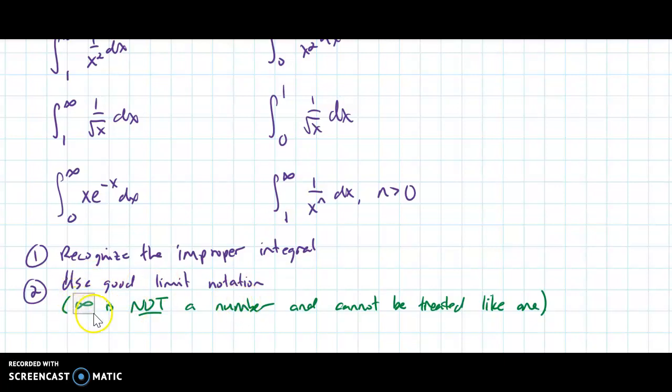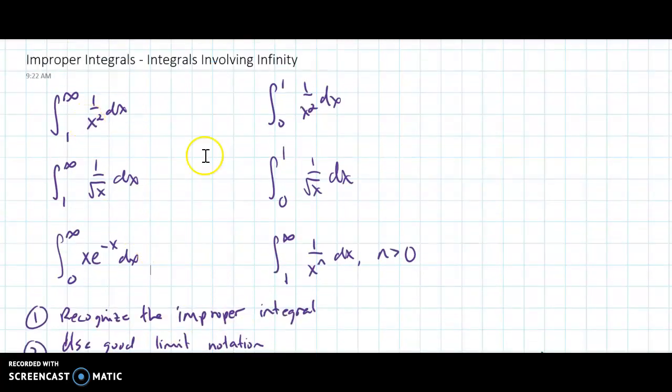Remember that infinity, it's not a number, and it cannot be treated like one. I need to treat infinity as something that numbers go to, not as a number itself. And that's the whole reason we have limits. So I will talk about that as we go through and we do these examples, and I'm just going to jump straight into this one right here.